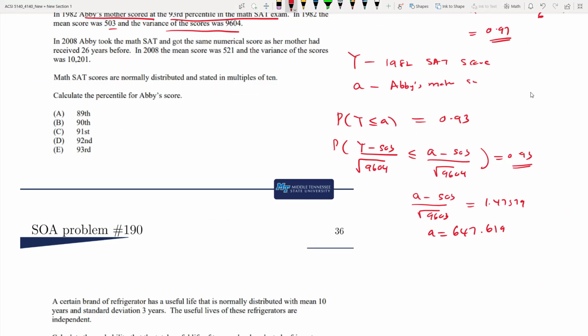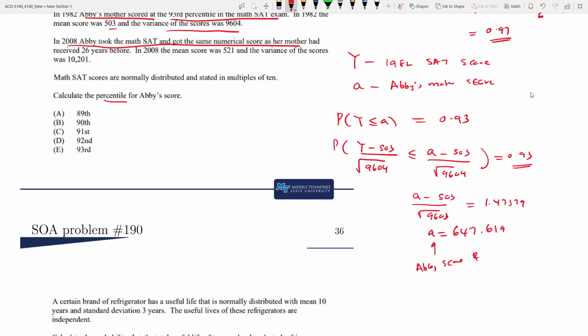So then in 2008, Abby took the math stat exam and got the same numerical score. So that's Abby's score too. So Abby's mother's score and Abby's score both are the same, which is 647.619. But now the mean and variance are different. So we want to get the percentile.